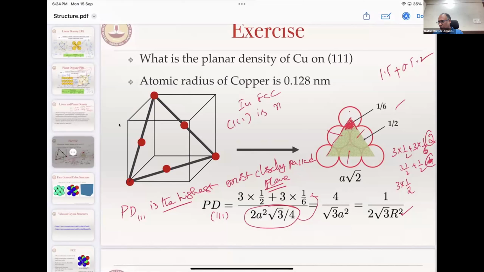So in FCC, 111 is the most closely packed plane and 110 is the most closely packed direction. Is that clear? Any questions here?